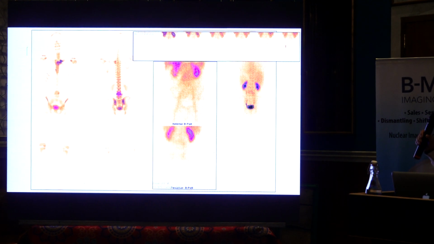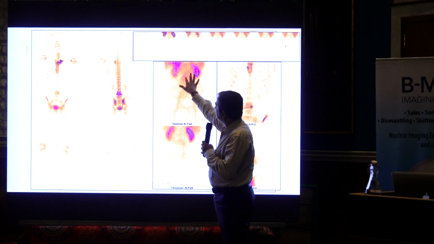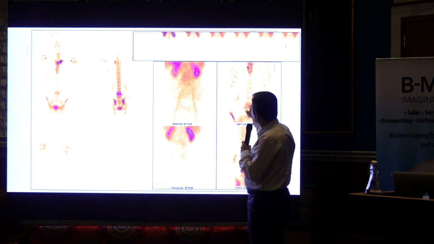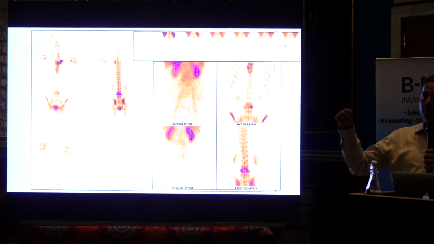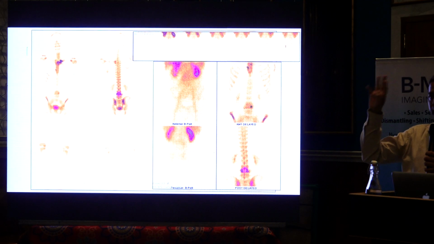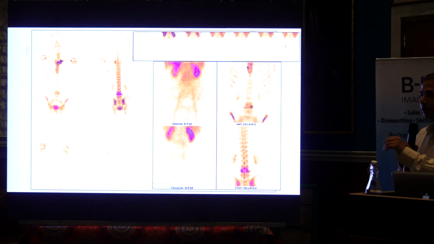These are the static images. Delayed images, static images again, between the kidneys, some uptake is there. So this was 3-phase positive: increased flow, increased blood pool, and increased delayed phase uptake. So this was a case of active spondylodiscitis.